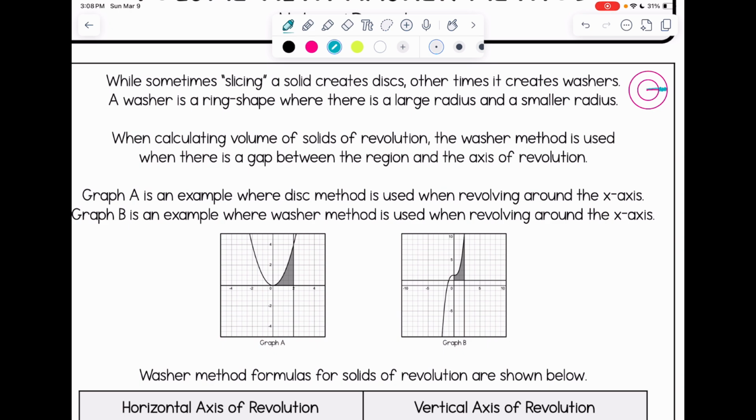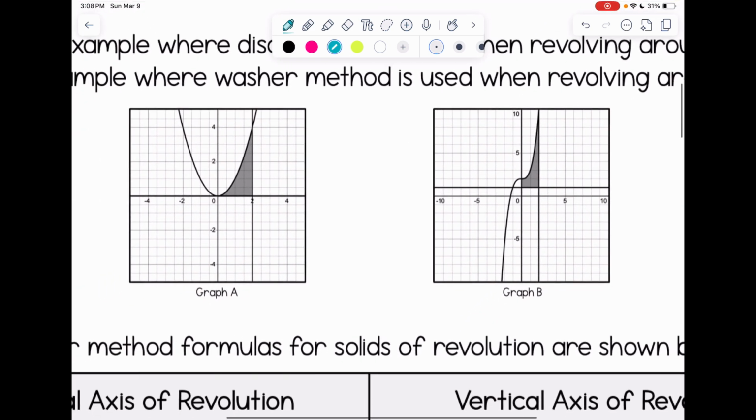Let's take a look at two graphs so we can examine the difference. Imagine that both of these regions are rotated continuously about the x-axis. In graph A, the shaded region is just butted up against the x-axis. There is no gap, so that would be a candidate for the disk method. If we look at graph B, here's our x-axis, and you can see that there is an empty region in between. That's what's going to create that donut ring shape, what we call a washer shape.